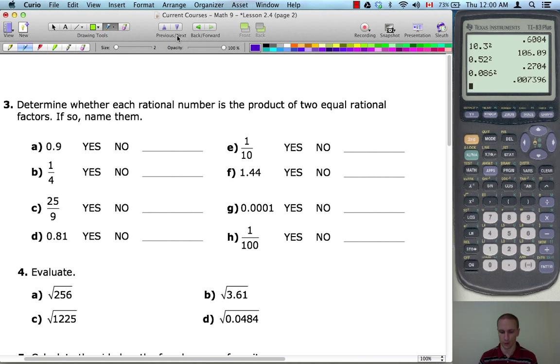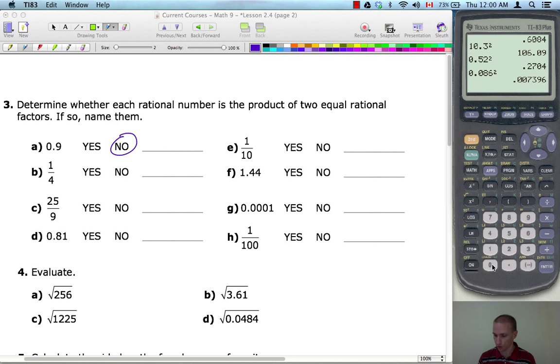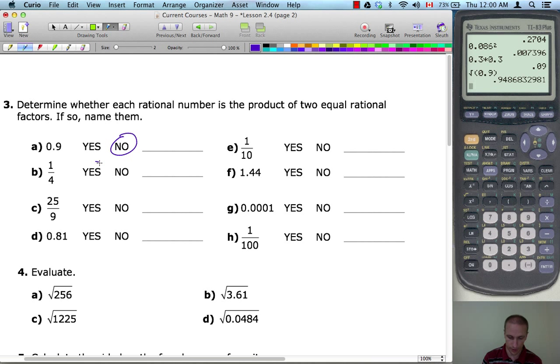Next question would like to determine whether each rational number is the product of two equal rational factors, and if so, name them. So this one is a no. Now you might be thinking 0.3 times 0.3, but that gives you 0.09. And on top of that, if you take the square root of 0.9, you get a decimal that goes on forever and doesn't repeat. That's irrational, so this is not a rational number. 1/4, this one is a yes. So it's a yes because 1/4 is a half times 1/2.